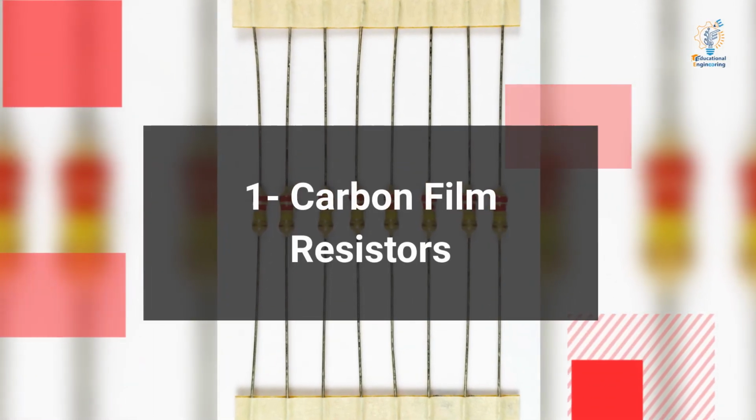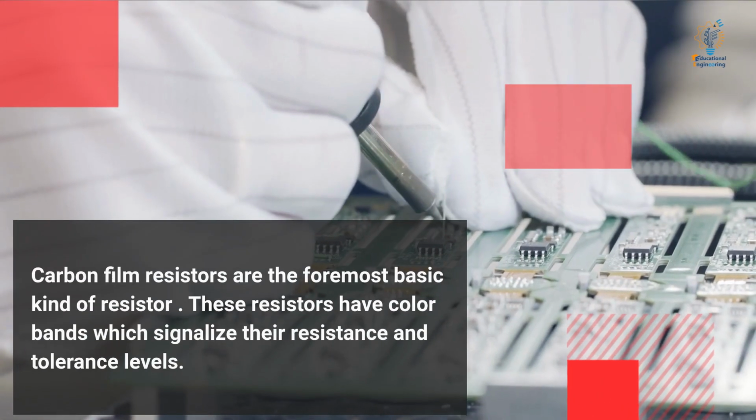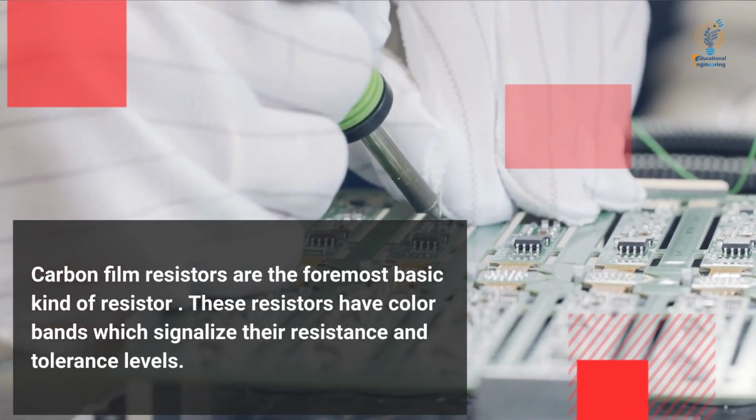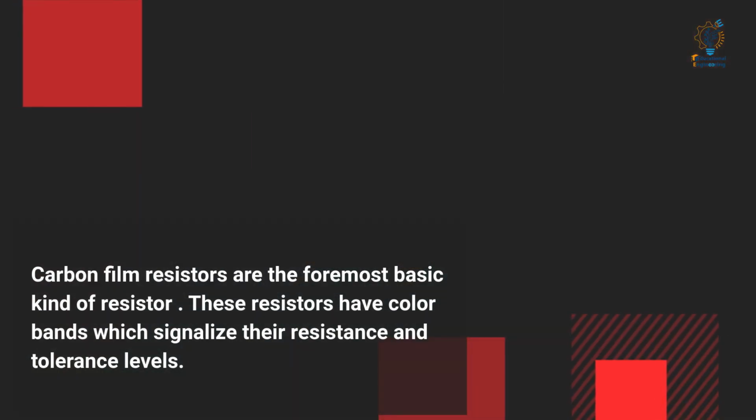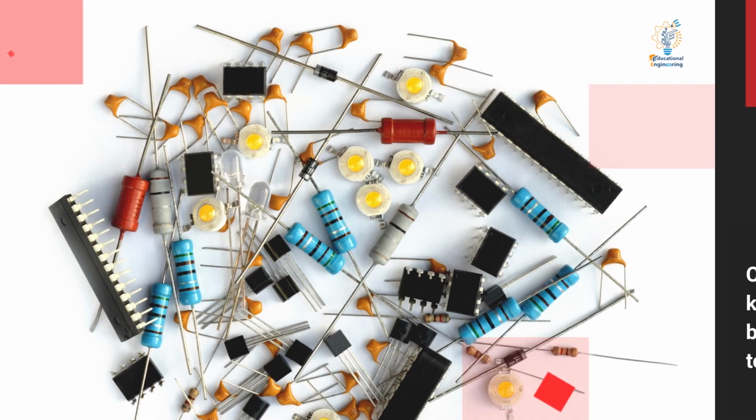1. Carbon film resistors. Carbon film resistors are the most basic kind of resistor. These resistors have color bands which signify their resistance and tolerance levels.